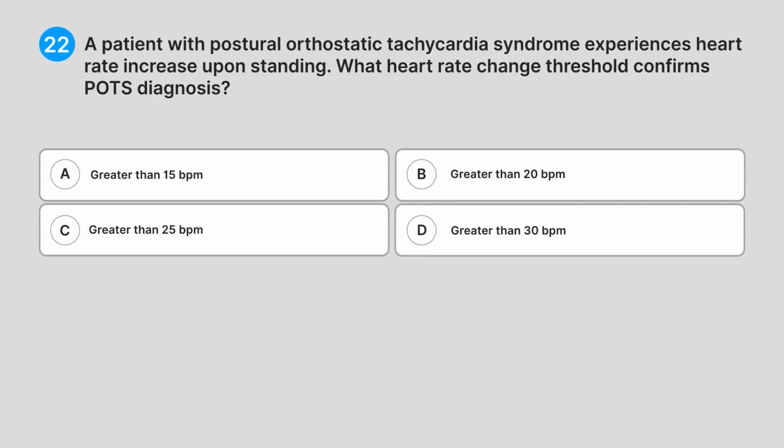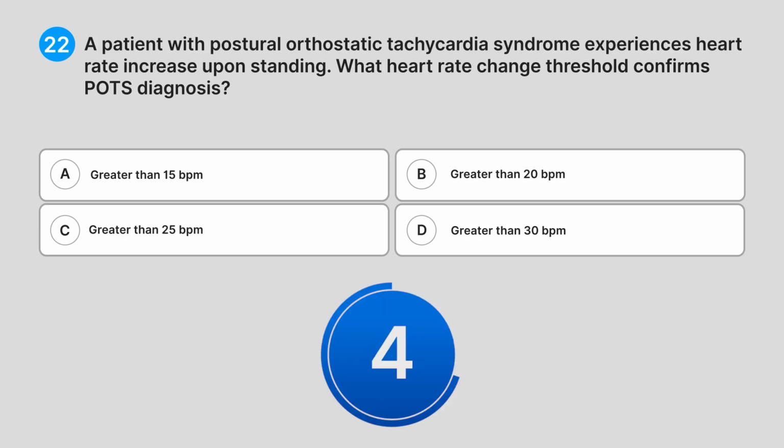22. A patient with postural orthostatic tachycardia syndrome experiences heart rate increase upon standing. What heart rate change threshold confirms POTS diagnosis? A. Greater than 15 BPM. B. Greater than 20 BPM. C. Greater than 25 BPM. D. Greater than 30 BPM. Do you know the answer?